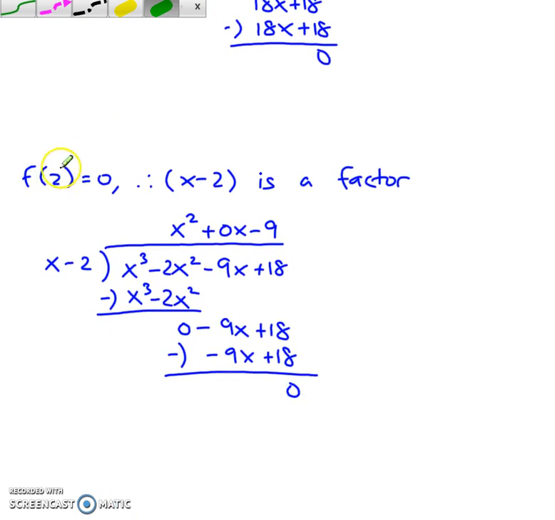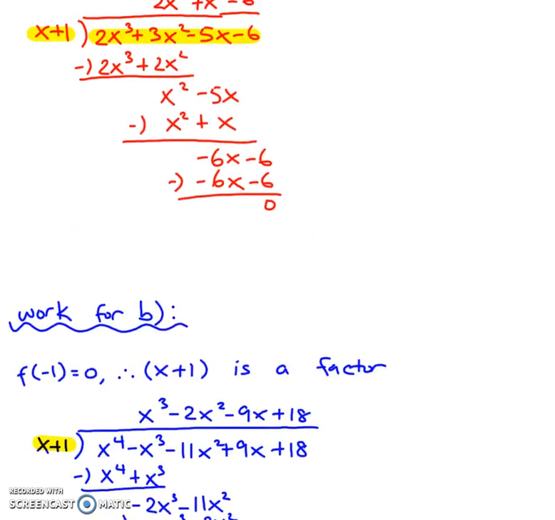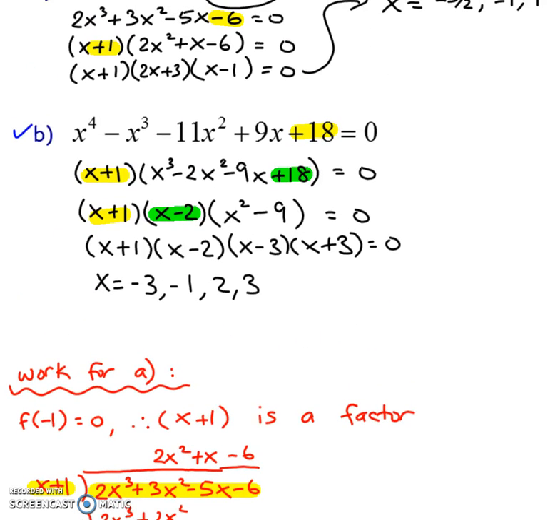Like I said, I subbed in 2, and then I got x minus 2 as my factor. So I put that right there, start breaking down that cubic. This is what I got as a quotient. So then I'm going to move up again. Okay, x squared minus 9 is going to be my quotient. So here is that second factor. This is my first factor.